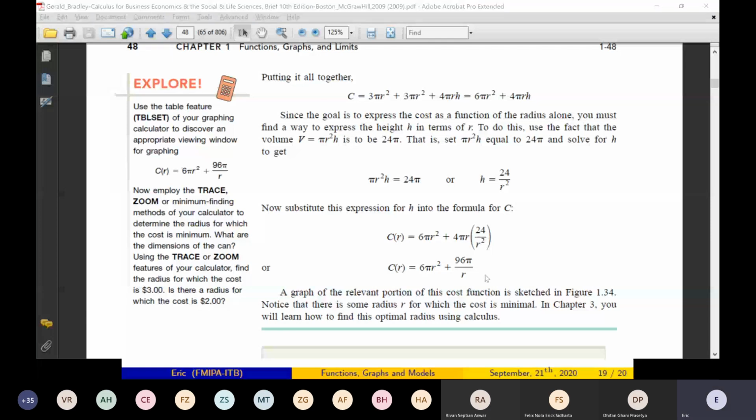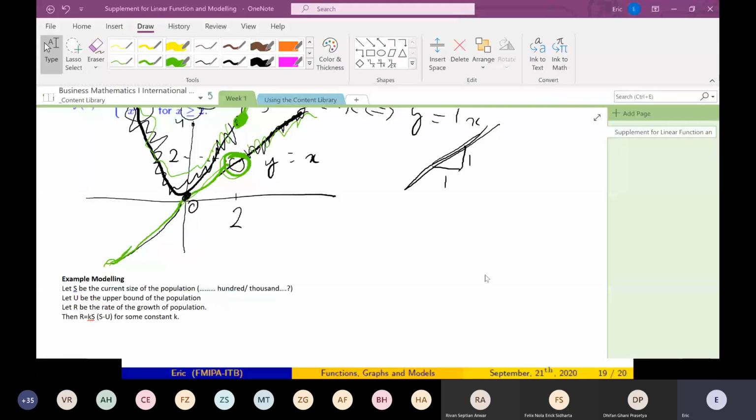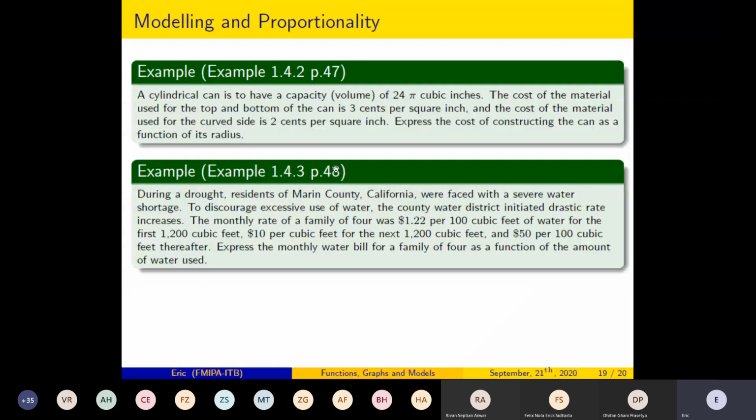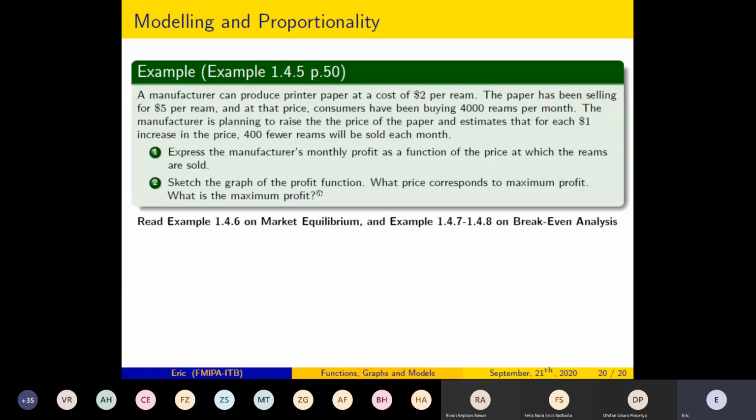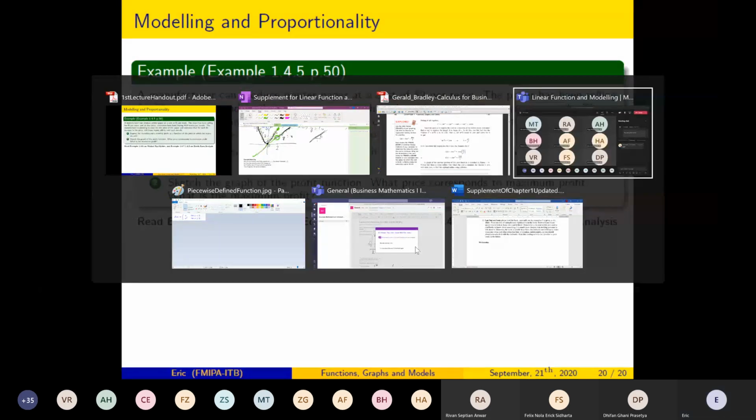You can try to read page 48 also and page 50, and try to read the examples on 1.46, 1.47, and 1.48 for break-even analysis and market equilibrium. That's your part, market equilibrium and break-even analysis. Do you have any questions, people?